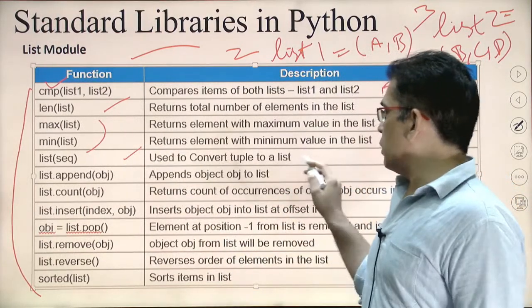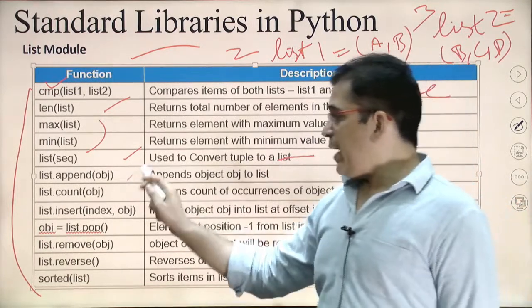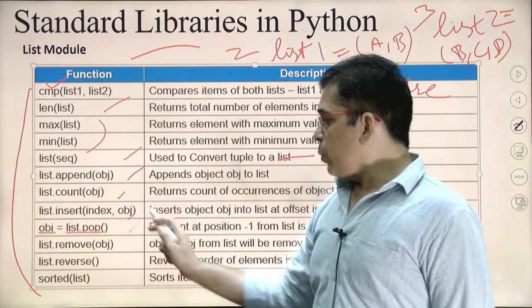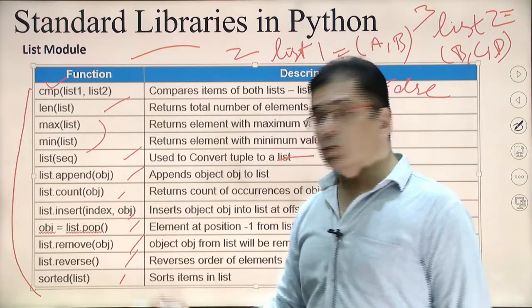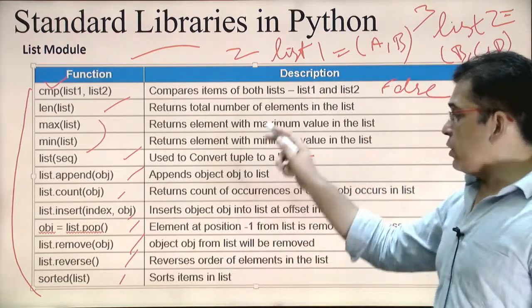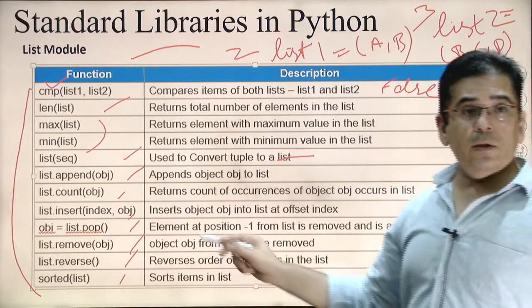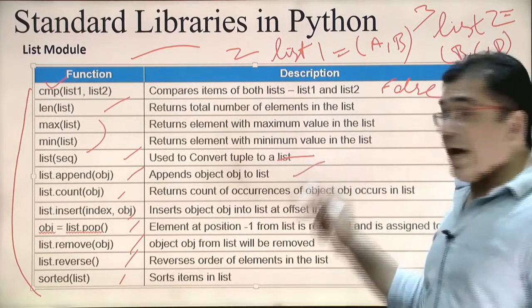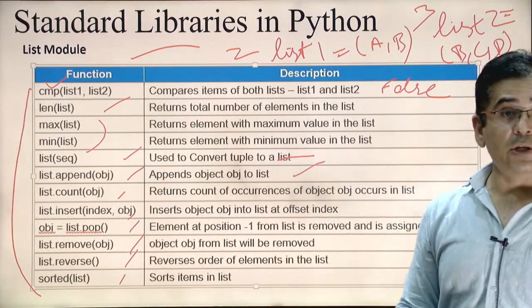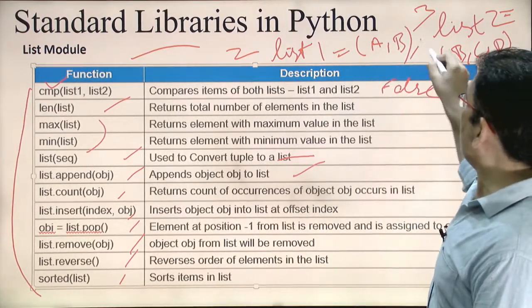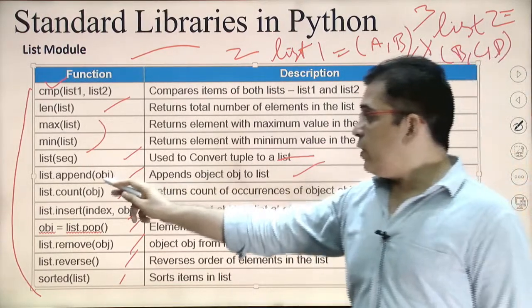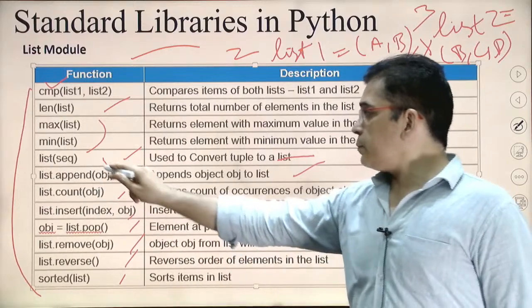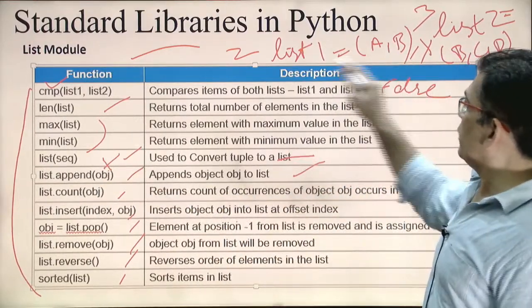Sequence is used to convert a tuple into a list. Append, count, insert, pop, remove, reverse, sorted: all these functions with their descriptions are given here. Append is used to add or attach another object to the list. Like A, B, I want to append X. So this append will contain the variable X, and X will be appended to list 1.